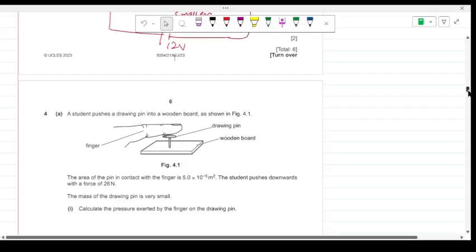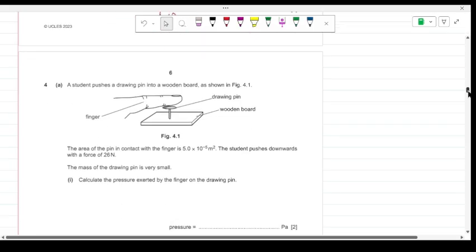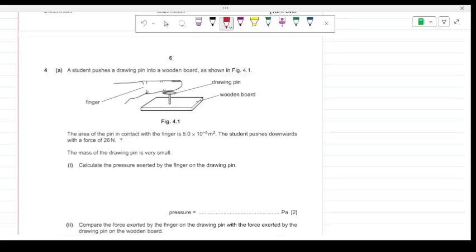Question number 4. A student pushes a drawing pen into a wooden board as shown in the figure. The area of the pen in contact with the finger is known. The student pushes downward with a force of approximately 26 Newton. The mass of the drawing pen is very small. Calculate the pressure exerted by the finger on the drawing pen.